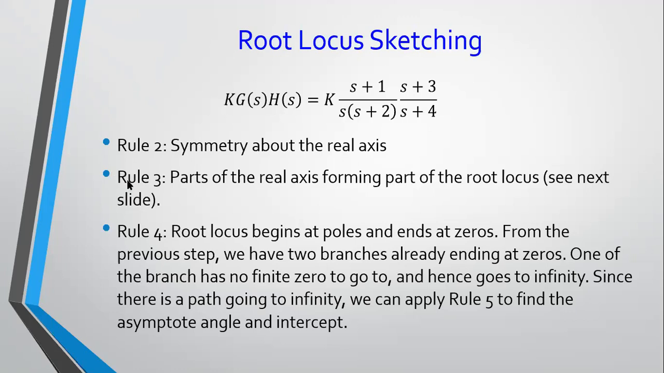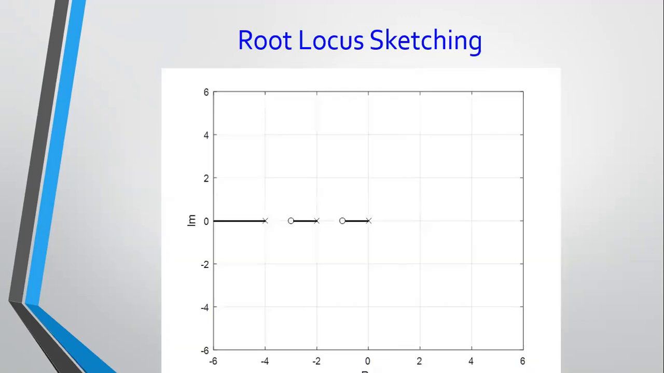Now, let's apply rule number 3. This says that parts of the real axis forming part of a root locus are found by applying the principle of odd number of poles and zeros. So these are the poles and zeros we put on the complex plane earlier. Rule number 3 tells us the left of an odd number of poles and zeros, finite, not complex. Later we're going to come across a situation where we get complex poles and zeros, and these don't come in rule number 3. We are just dealing with the finite poles and zeros on the real axis.